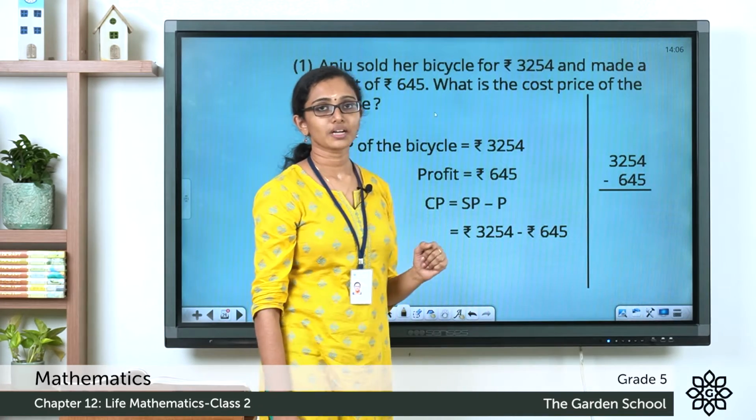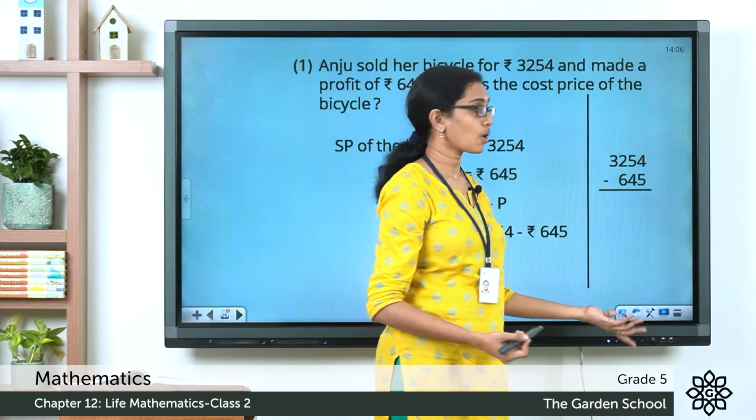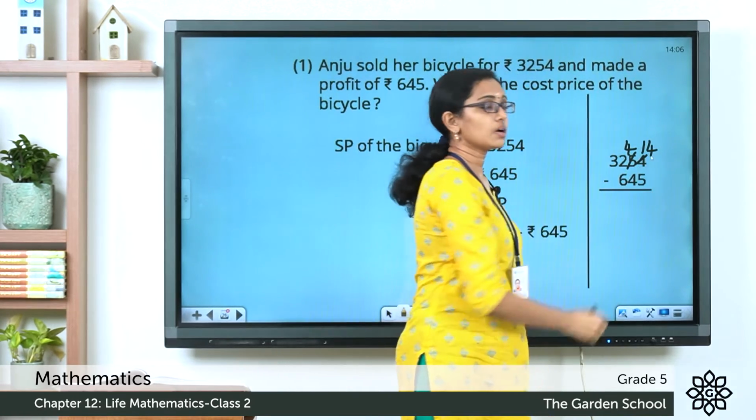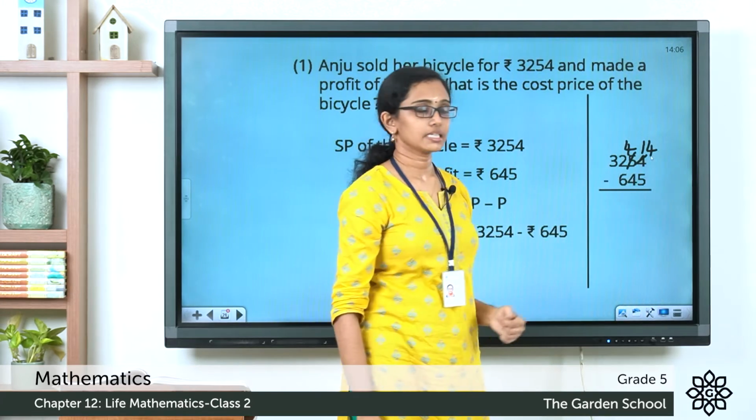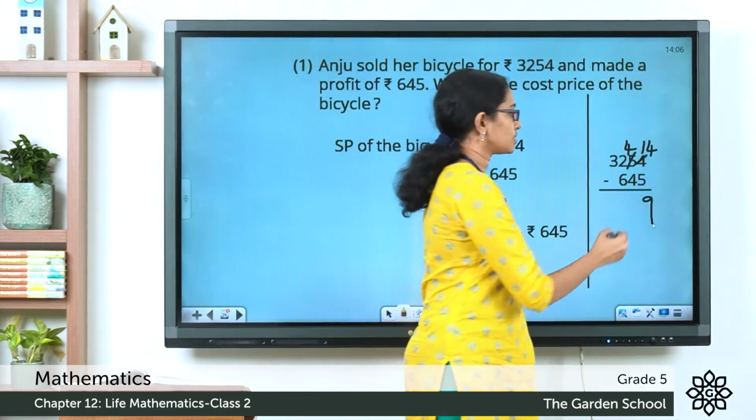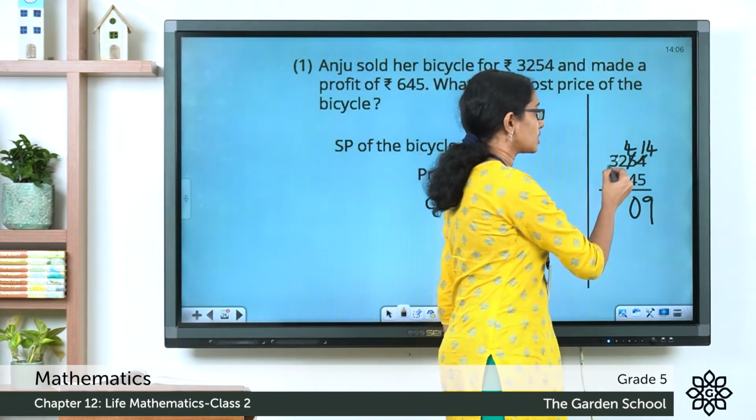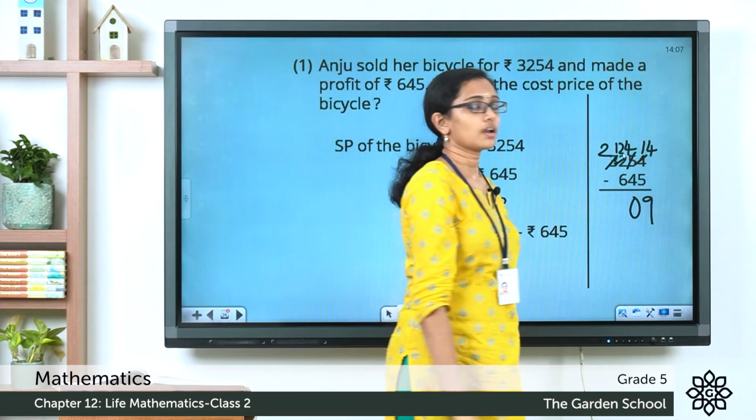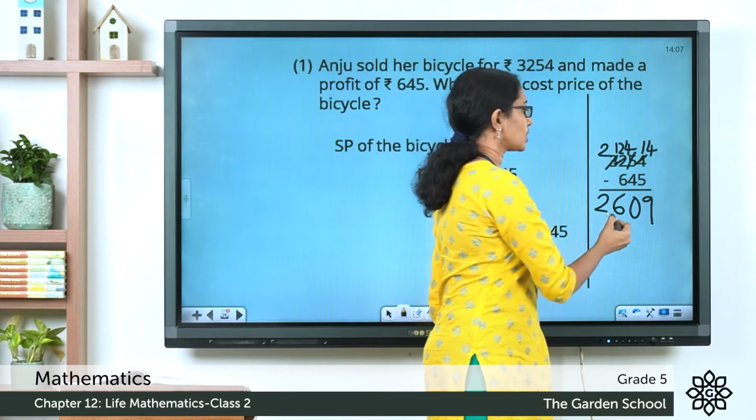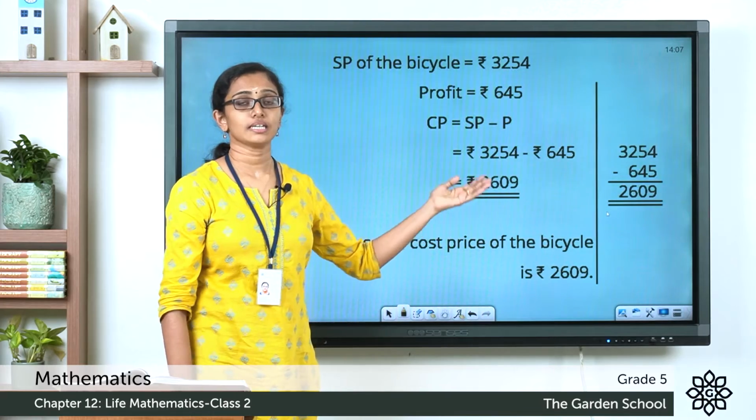Let's do the subtraction in the working column. So here we have the numbers written. 4 minus 5 we cannot do. So let's borrow 1 ten from the tens place. So this becomes 4 tens and this becomes 14 ones. So here it is 14 ones minus 5 ones, which is equal to 9 ones. Now here we have 4 minus 4, which is equal to 0. Now here it is 2 minus 6, we cannot do. So let's borrow from the next place. So here it is 2 and here it is 12. Now it is 12 minus 6, which is equal to 6, and here it is 2. So what is the difference? The difference is equal to rupees 2,609.